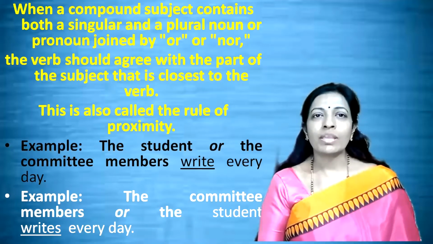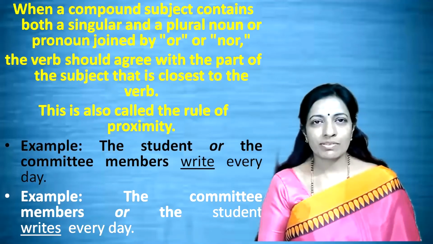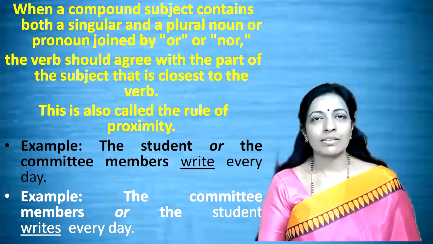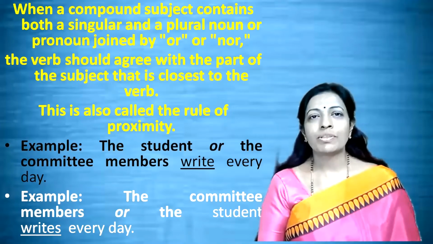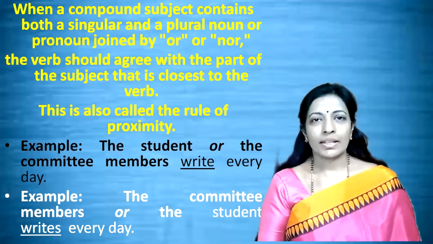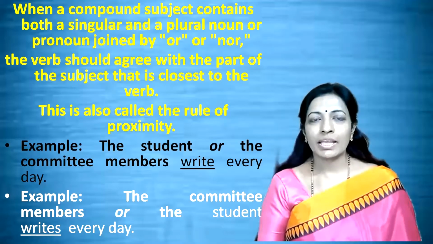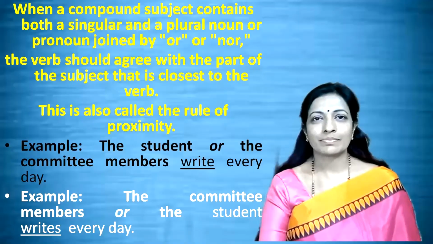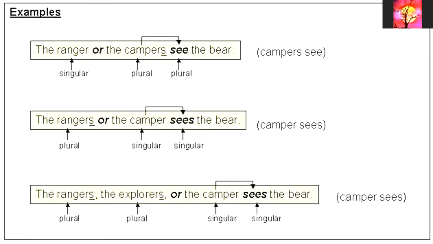In this way, whenever you come across a sentence which has a compound subject, that is, two or more subjects, and if the subjects are joined with or or nor, then we need to use the verb which agrees with the closest subject. You will be able to understand this better by some more examples.